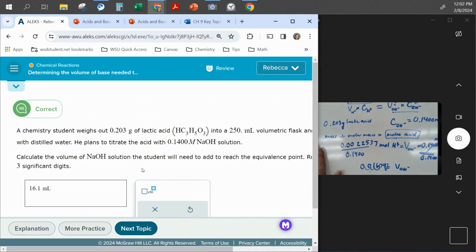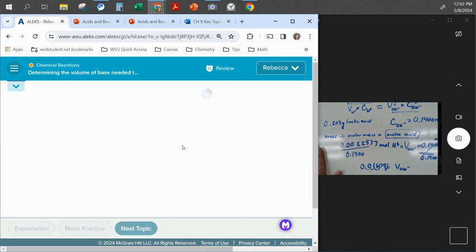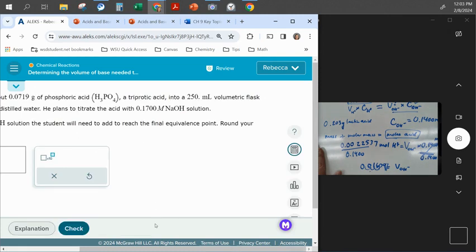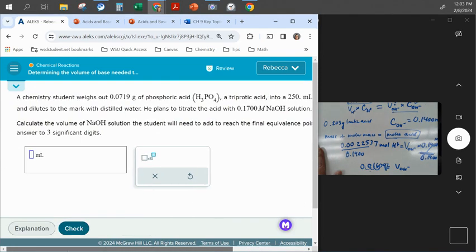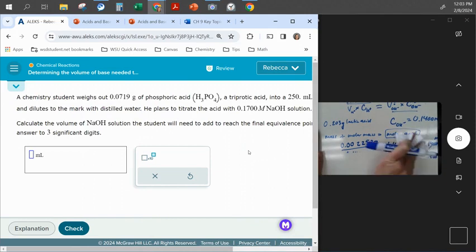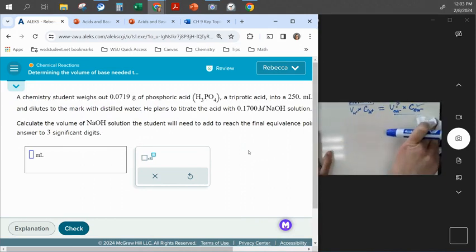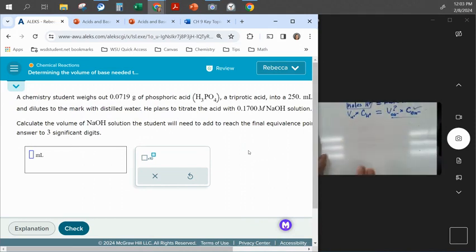Okay. All right, should we do another one? Let's see if we can find one that has more protons. Okay, great. This one's triprotic. Phosphoric acid. All right. Questions so far? Just do another one.